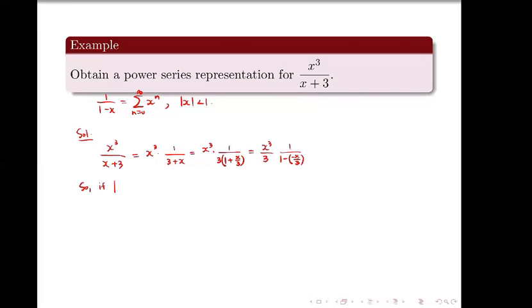So if absolute value of x over 3 is less than 1, then we'll get x cubed over x plus 3. This is equal to x cubed over 3 times the power series n from 0 up to plus infinity of negative x over 3 to the power n.